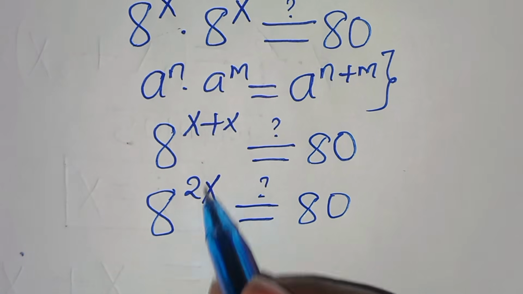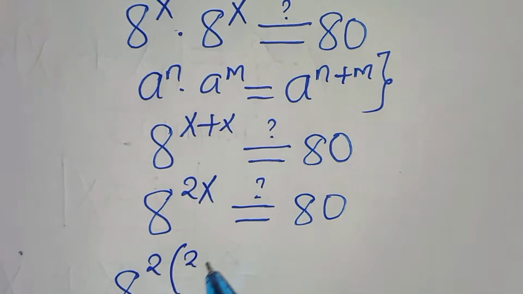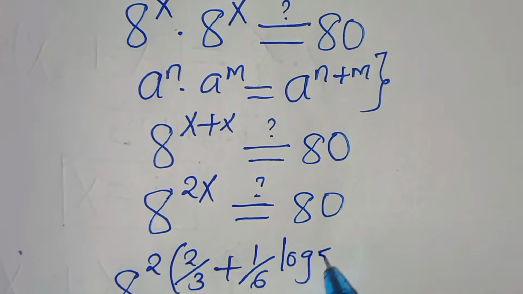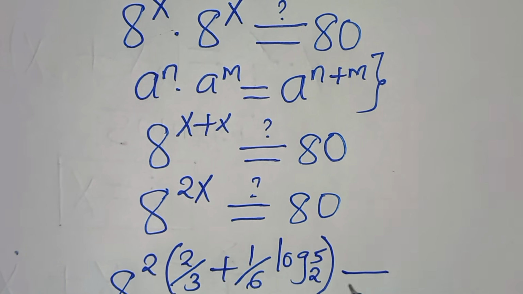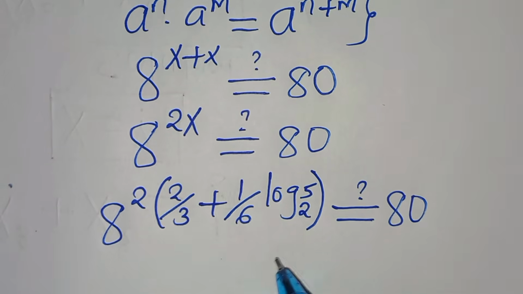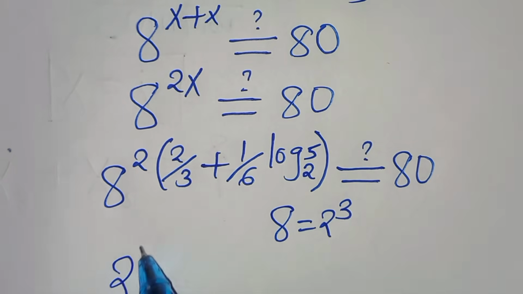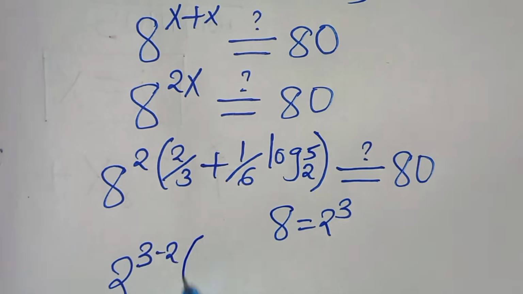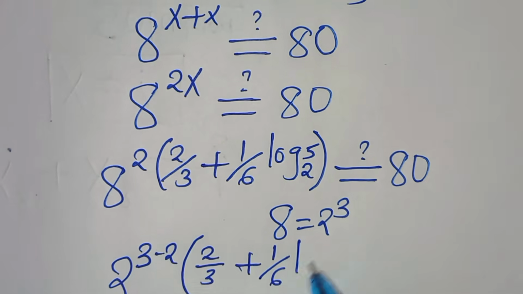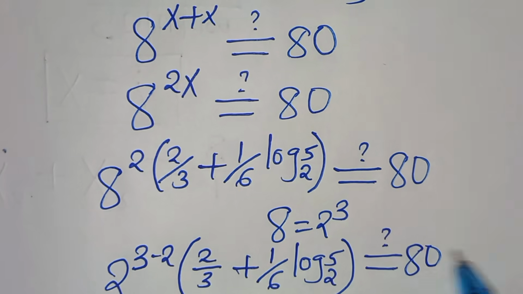So let's substitute the value of x here, so that we have 8 to the power of 2 multiplied by x, which is 2 over 3 plus 1 over 6 log 5 to base 2, across the parentheses. This is supposed to give us a value of 80. Now the next step is that we can express 8 as 2 to the power of 3. So this is 2 to the power of 3 multiplied by 2 into the parentheses, 2 over 3, then plus 1 over 6 log 5 to base 2. This should give us a value of 80.